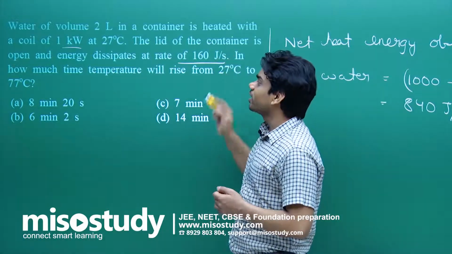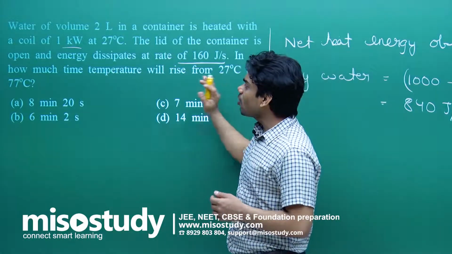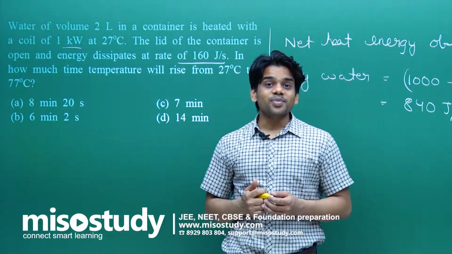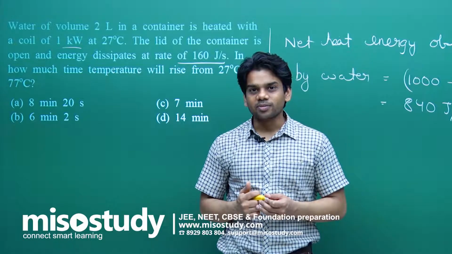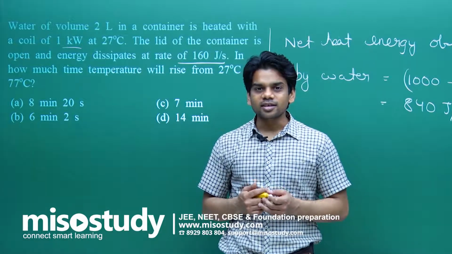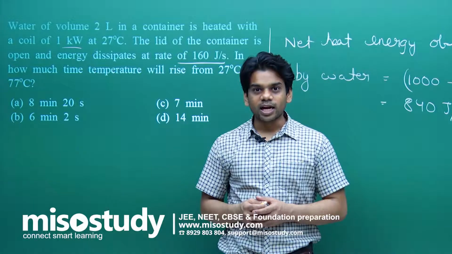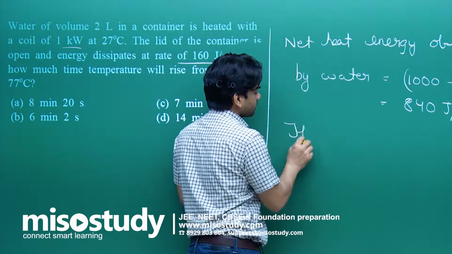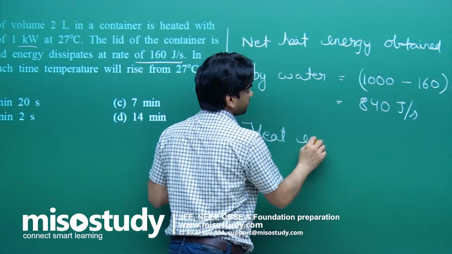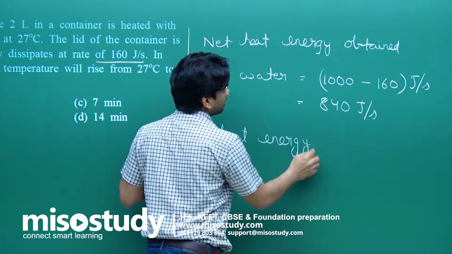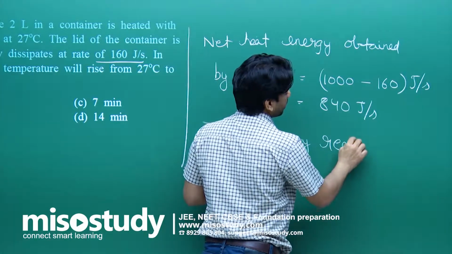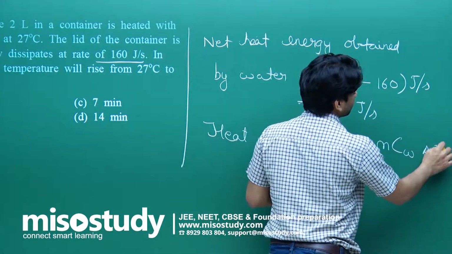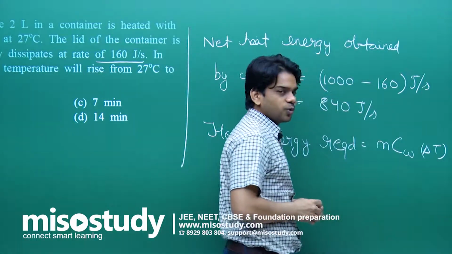Next, you see the lid of the container is open and we have used this. In how much time will the temperature rise from 27 to 77 degrees Celsius? The rise in temperature is asked. What is the time? Now see, the heat energy required by the water will be mcΔT. So first of all, the heat energy required will come out to be m, the specific heat capacity of water, and ΔT. This is what we have to use.